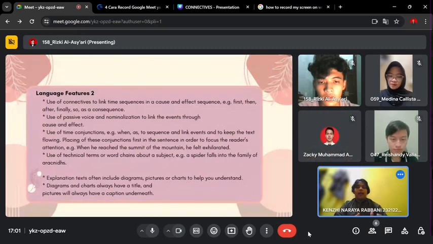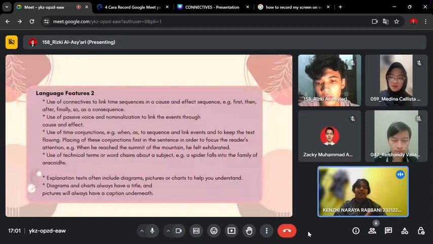Other than that, there is also use of time conjunctions, for example like when and as, to sequence and link events to keep the text flowing. Placing this conjunction first in the sentence is in order to focus the reader's attention, like: when he reached the summit of the mountain, he felt exhilarated. And then use of technical terms or word chains about the subject. For example, a spider falls into the family of arachnids.